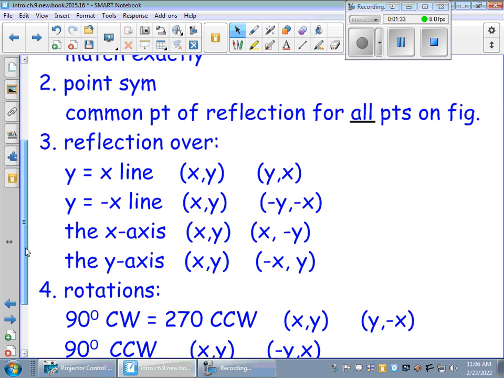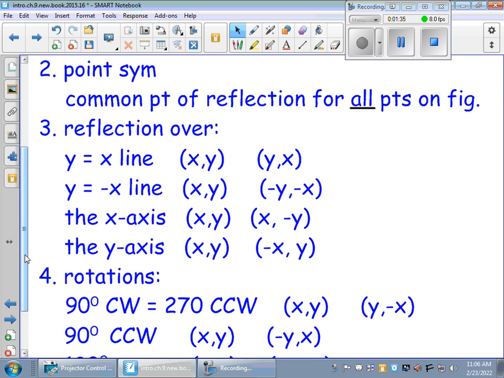And then these are some very good notes to see where we're at. When you reflect over the y equals x line, you take your original ordered pair (x, y) and flip those two around to make it (y, x). If you reflect over the y equals negative x line, which we don't do, that's what that would look like. Reflect over the x-axis, you take your original ordered pair (x, y) and it becomes (x, negative y). Reflect over the y-axis, (x, y) becomes (negative x, y).